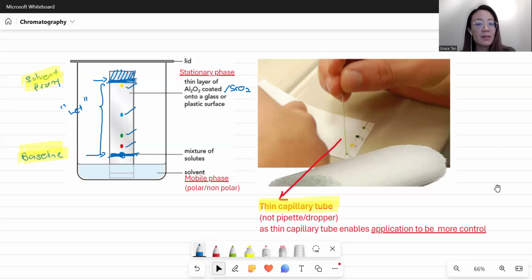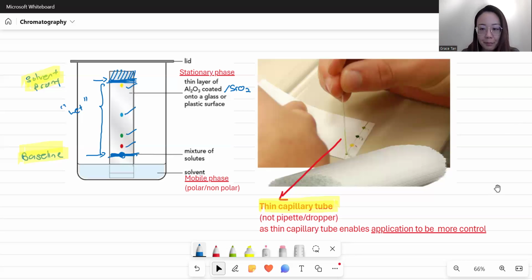All right. So before I move to the next section, which is an example, I would like to sum up what you need to know on this particular screen that you're looking at now. Thin layer chromatography, number one, you need to tell what is the stationary phase, what is the mobile phase. Number two, you need to know what is solvent front, you need to know what is baseline, and you need to know what is used, which is a thin capillary tube to transfer your sample onto the baseline.